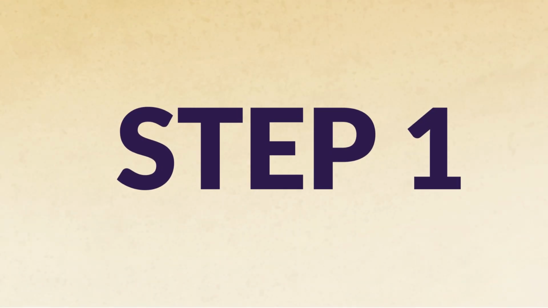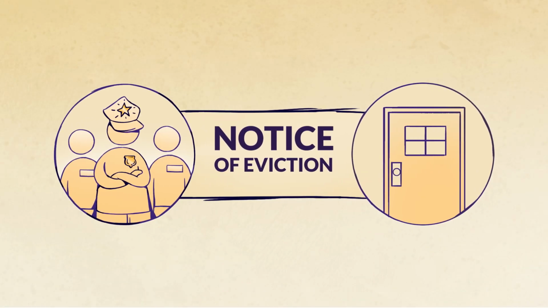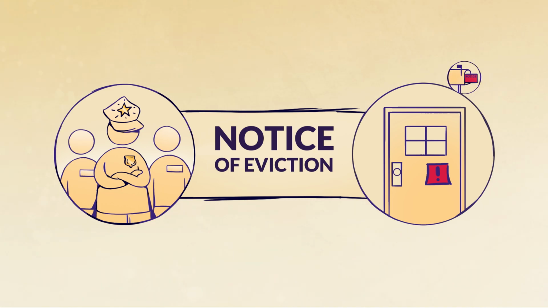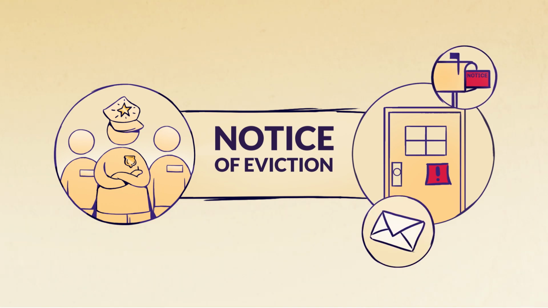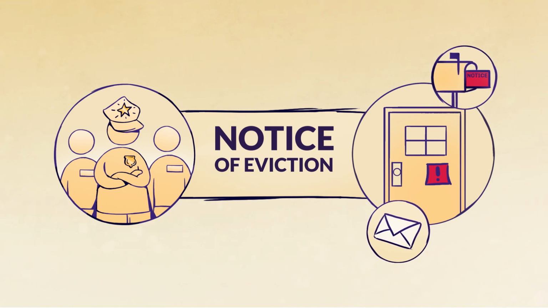Step 1. The landlord needs to notify the tenant they could be evicted. The notice for eviction based on non-payment of rent needs to be posted on the door of the tenant's unit. Notices for all other types of eviction need to be both posted on the door and mailed.